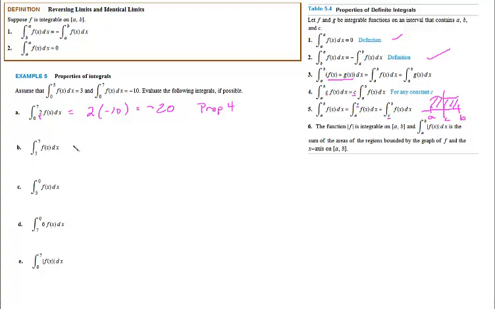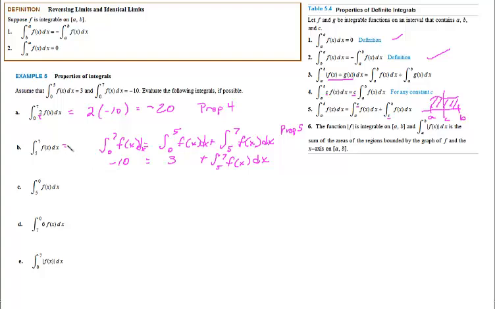Let's break it apart. Let's say that the integral from 0 to 7 of f of x is equal to the integral from 0 to 5 of f of x plus the integral from 5 to 7 of f of x. I'm forgetting my dx, sorry, that's really bad. Okay, so I could say this by property 5, which breaks it apart. Well, I know this answer, it's negative 10. I know this answer is 3. Oh, this is the one I'm looking for, the integral from 5 to 7 of f of x dx. Doing my little algebra, scooting that over to the other side, this guy is negative 13.